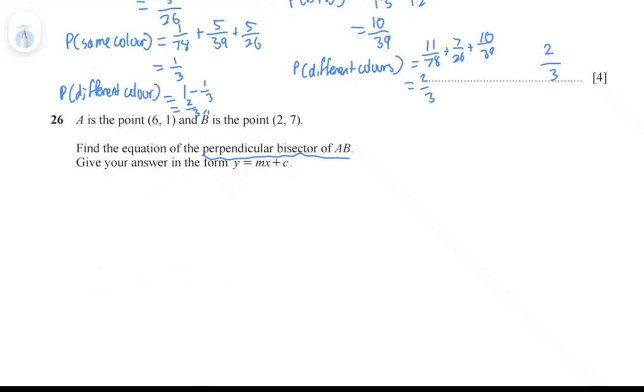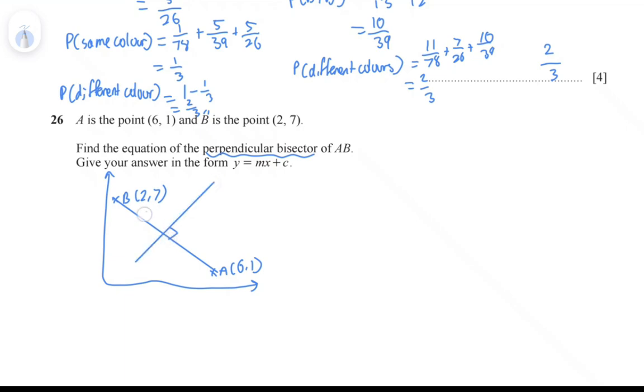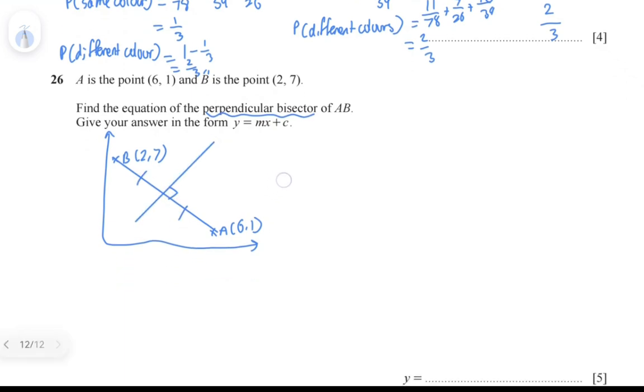Going to question 26, we are trying to find the perpendicular bisector of AB. So let's do a quick sketch of this. We know that A is somewhere here at 6, 1. And we know that B is somewhere up here at 2, 7. So there is the line AB. We're trying to find the perpendicular bisector. So to find this, we have to first find the midpoint of AB.